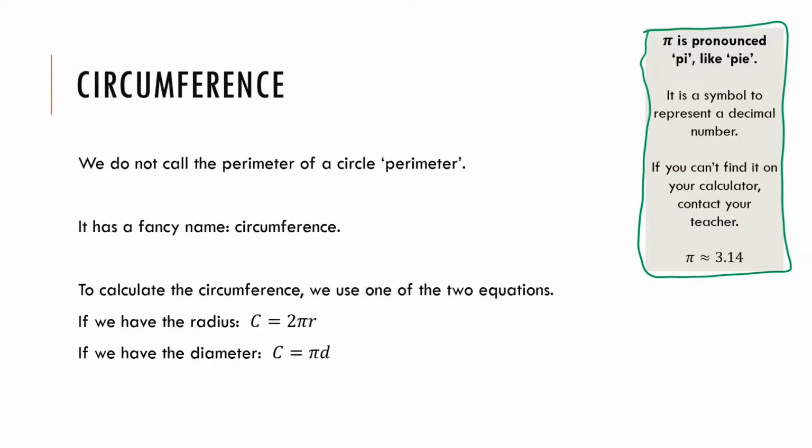If you can't find it on your calculator when you try and do any work, make sure to contact your teacher. The other thing though is that if you're getting really stuck, you can approximate and use 3.14 as the number instead of writing pi. It is not as accurate, but it's a good approximation. So let's have a look at some examples of using these formulas that we have down here.